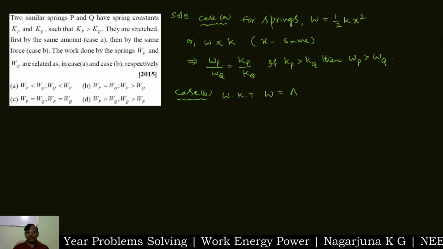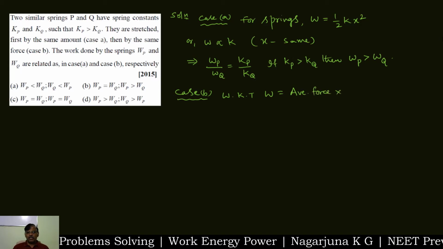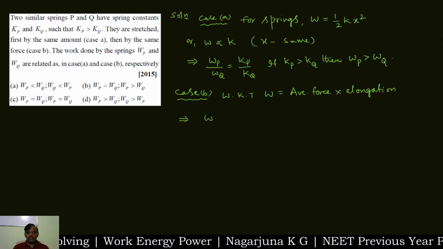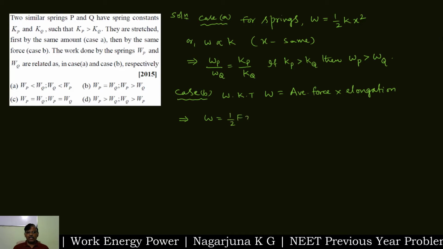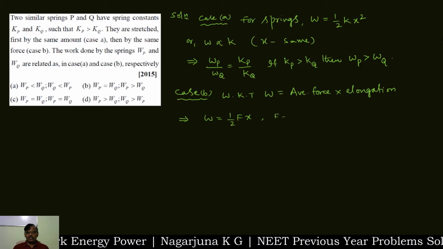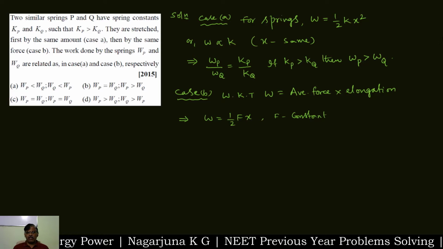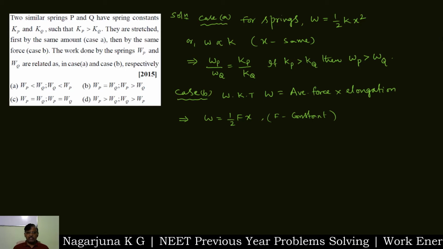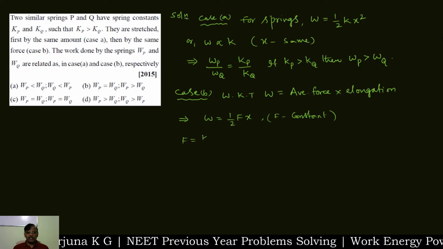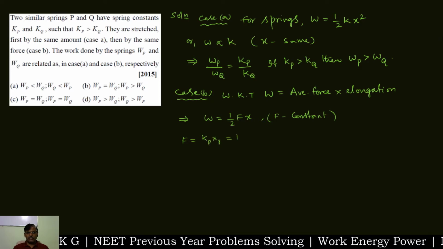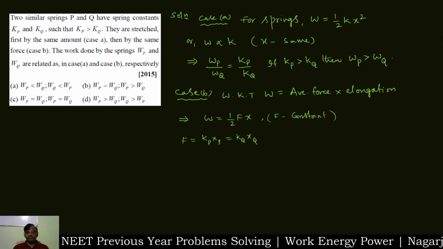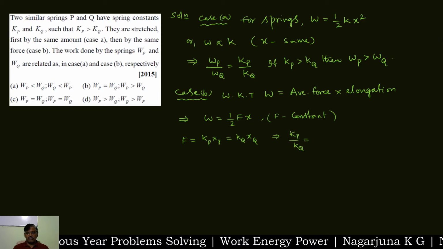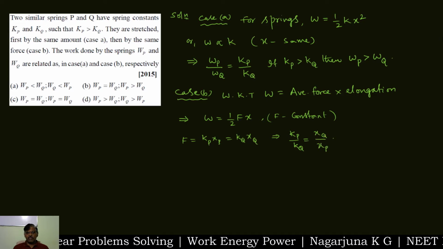work done is equal to average force into elongation, that implies W is equal to half F into X. If F is constant, same force is applied on both the springs, then F is constant, which for two springs can be written as KpXp, and that can also be written as KqXq, or that implies Kp divided by Kq is equal to Xq divided by Xp.